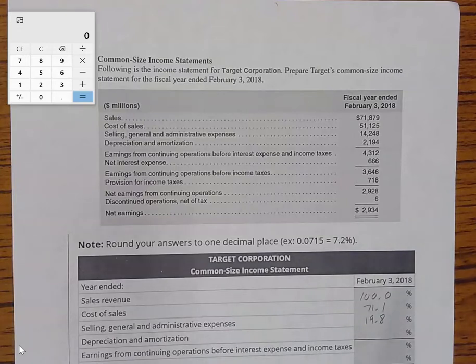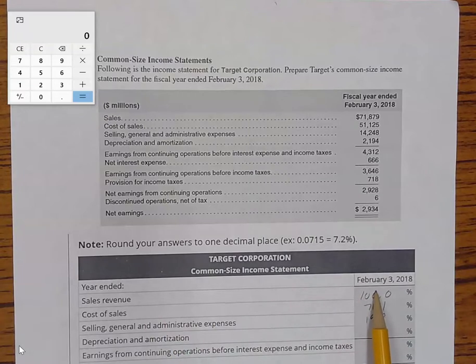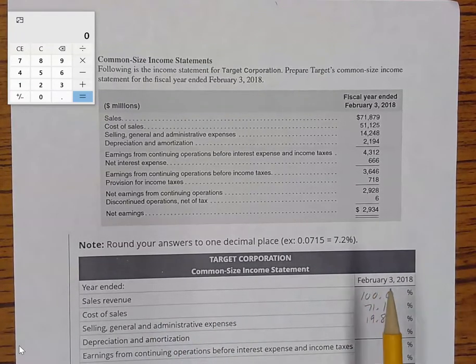And so when we're looking at an item like sales, when we're looking at the income statement, our baseline figure is going to be sales revenue. So in our case, we're using the figure 71,879, and all we really have to do here is say, okay, well, what percentage of sales revenue is sales revenue? Well, you can see I've got the answer is 100%, and that makes sense.